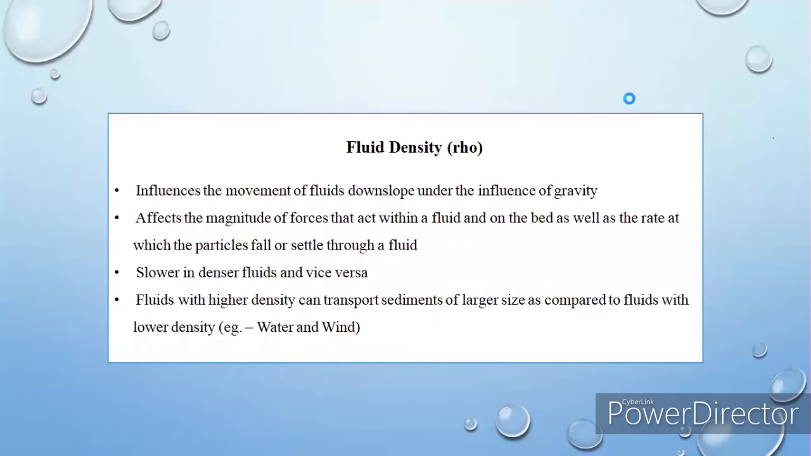As you know, fluid density, commonly referred to as rho, is defined as mass per unit fluid volume. Density particularly influences the movement of fluid downslope under the influence of gravity. It also affects the magnitude of forces that act within a fluid and on the bed, as well as the rate at which particles fall or settle through a fluid. So it is slower in denser fluid and vice versa.